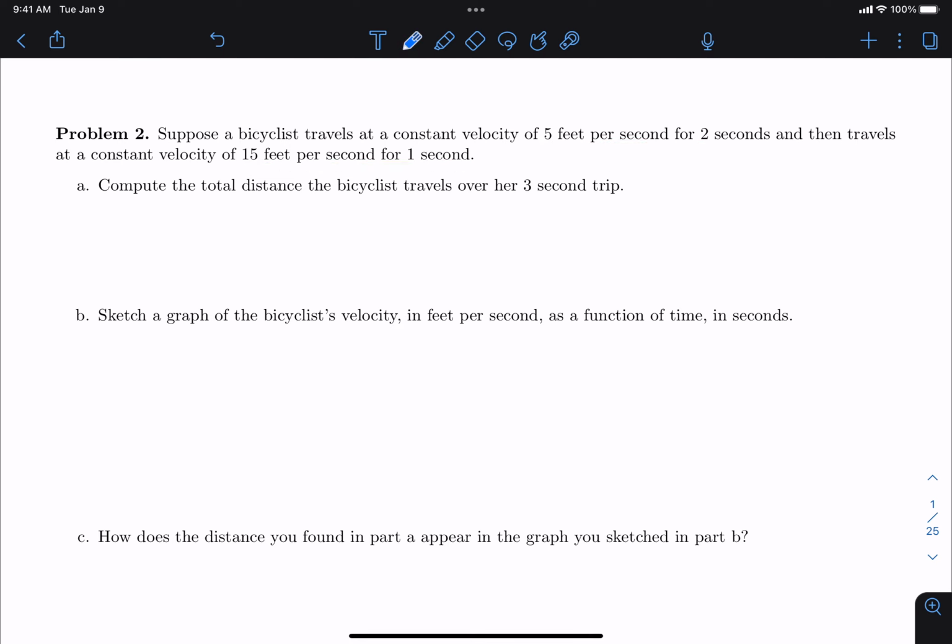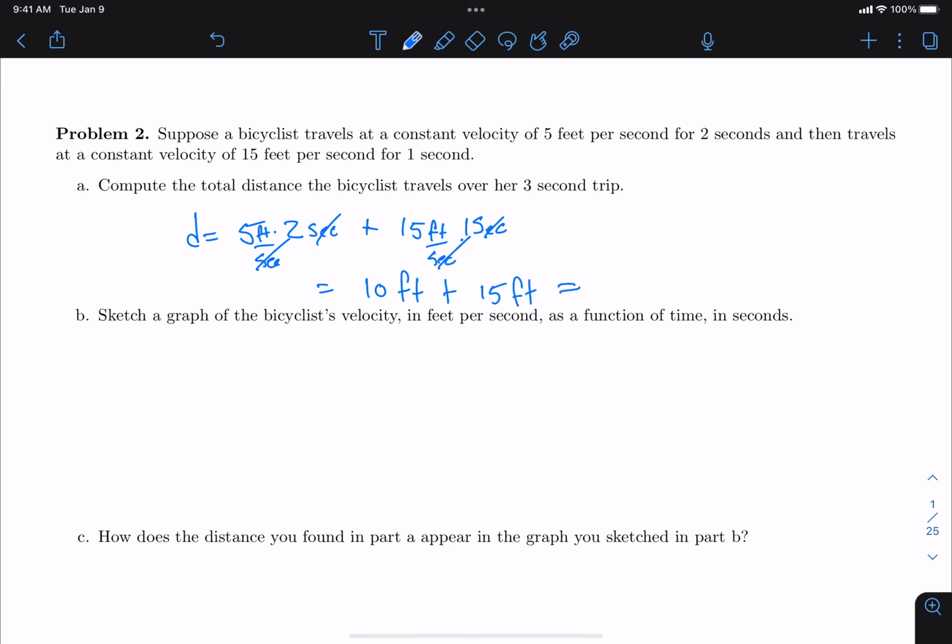So that could be distance will be 5 feet per second times 2 seconds. That's the distance traveled in the first 2 seconds, and we add that to the distance traveled in the last second, which was 15 feet per second times 1 second. So cancel, cancel, cancel, cancel. We get 10 feet plus 15 feet equals 25 feet. Okay?